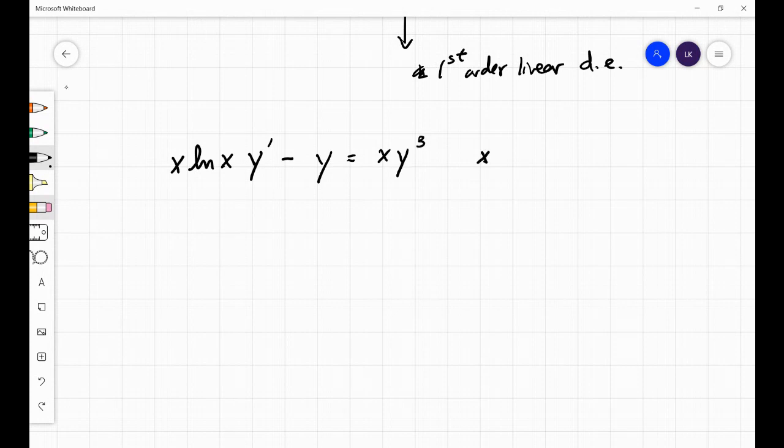And let's just, for simplicity's sake, assume x is greater than 1, so that log is defined for positive x's, and log is positive for when x is greater than 1. Just to keep things simple. So we first try to write it in conventional form, where the coefficient for y prime is just 1. Here it's not, so we're going to divide everything by x times log x.